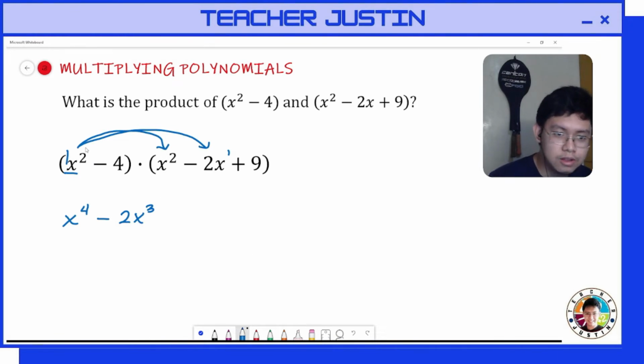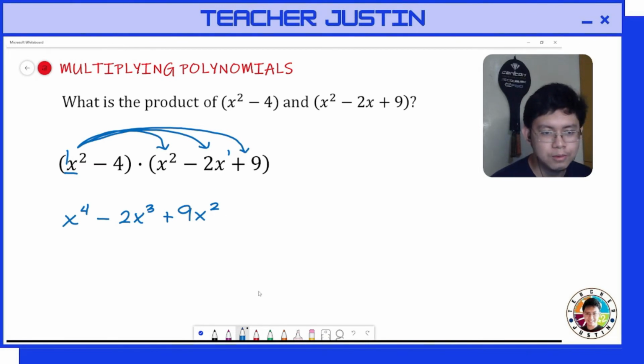Then next, let's multiply x squared and positive 9. So 1 times positive 9, so that will be positive 9. And since our 9 doesn't have any variable, we will just copy x squared. So their product will be 9x squared. Okay, we're done with the first term of our first group.